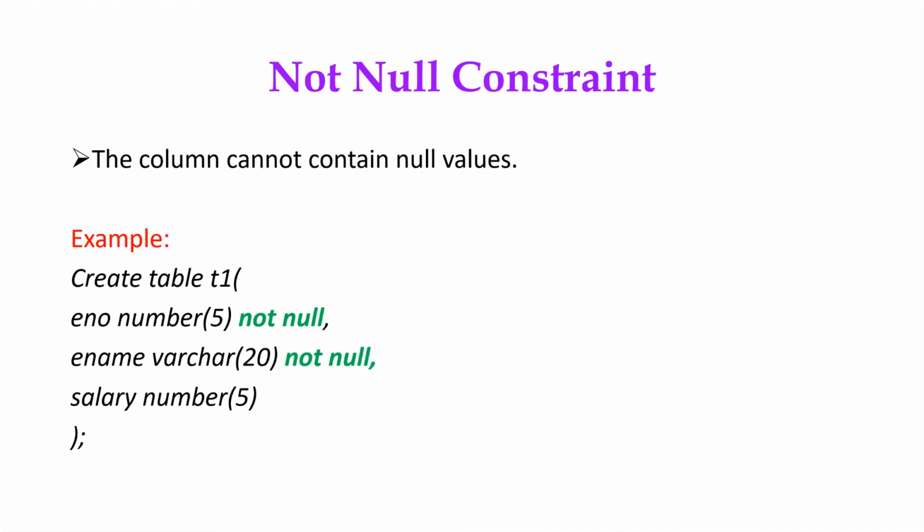Not null constraint means the column cannot contain null values. Say for example, in the same T1 table, I am setting employee number as a primary key. The primary key should not be null, so I am putting the not null constraint at the end of the data type. Also, I am putting the not null constraint on the employee name attribute as well.